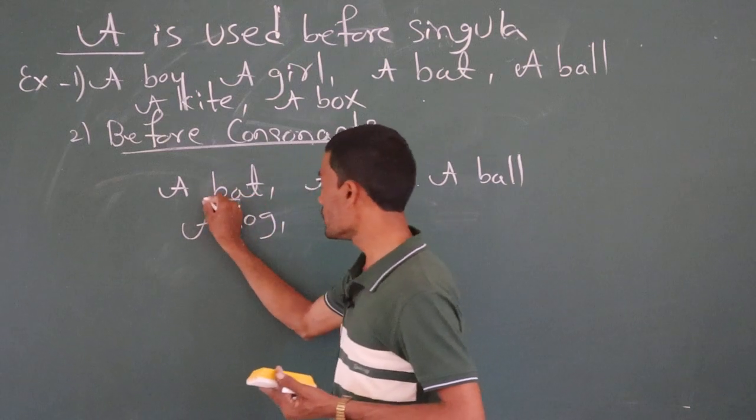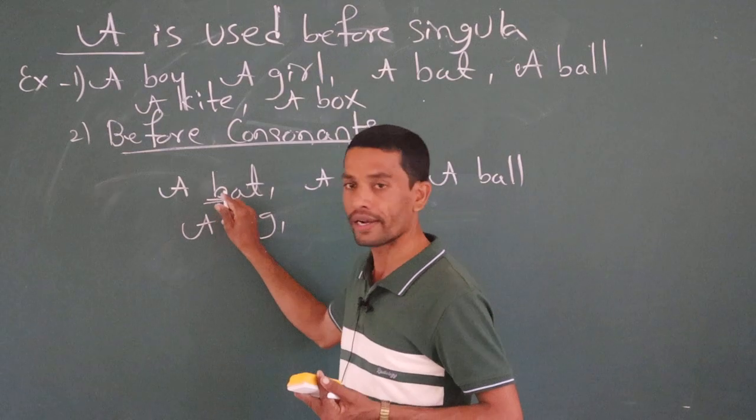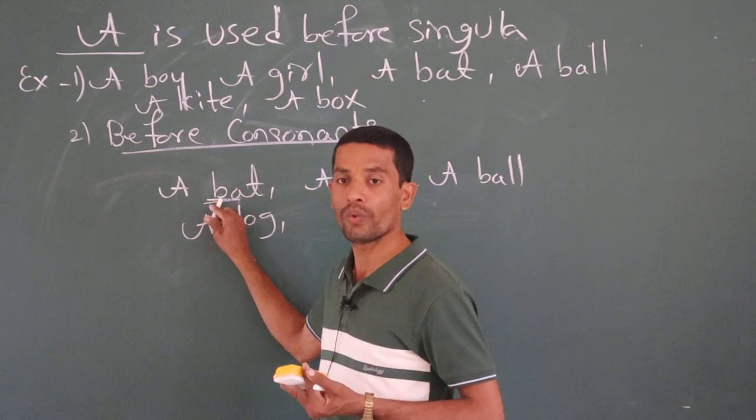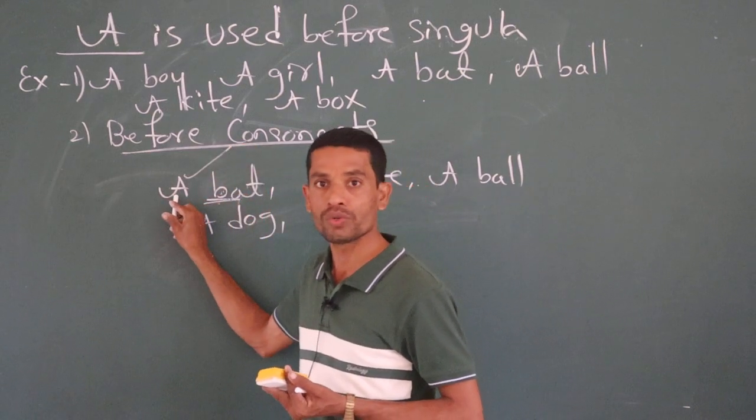So, here B, this is consonant. First, we have to observe this first letter, whether it is consonant or vowel. If it is consonant, we have to use a article. If it is vowel, we have to use an article.